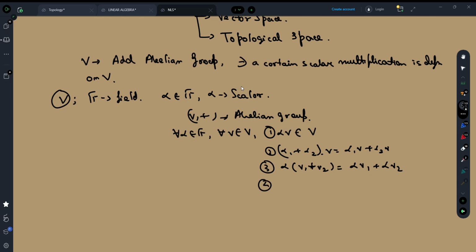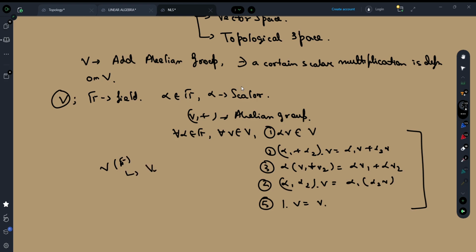Next, suppose you have two scalars, alpha 1 and alpha 2, multiplied to V. This has a certain associativity attached to it. And number 5 is that the multiplicative identity of the field acts as the unity for the vector space. If these five axioms hold for scalar multiplication, with V an additive abelian group, then we say V over F is a vector space.